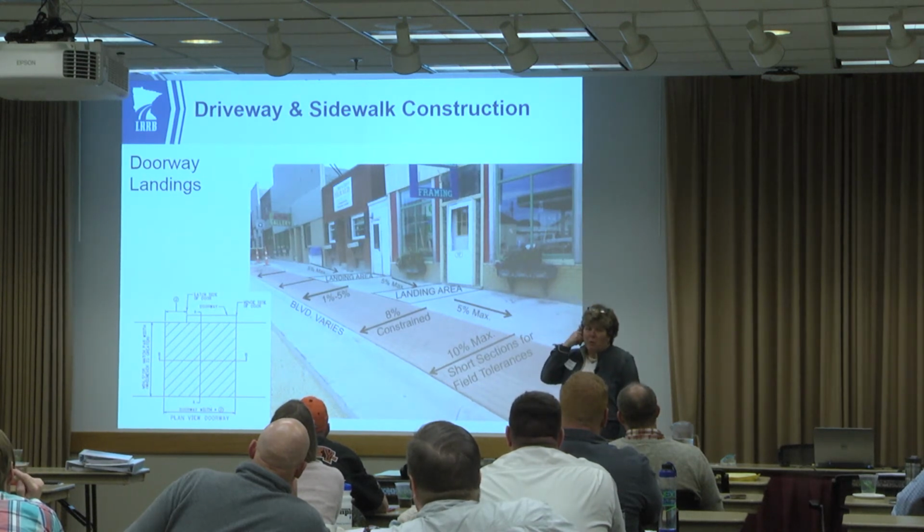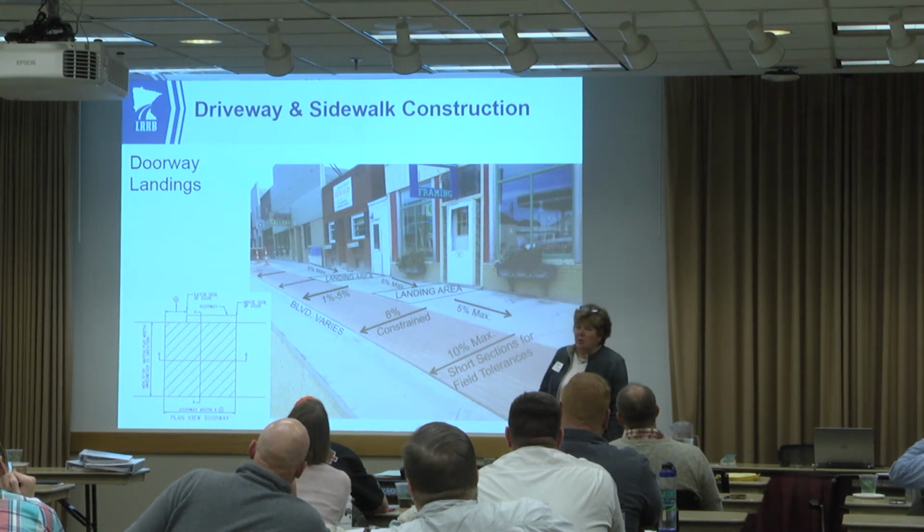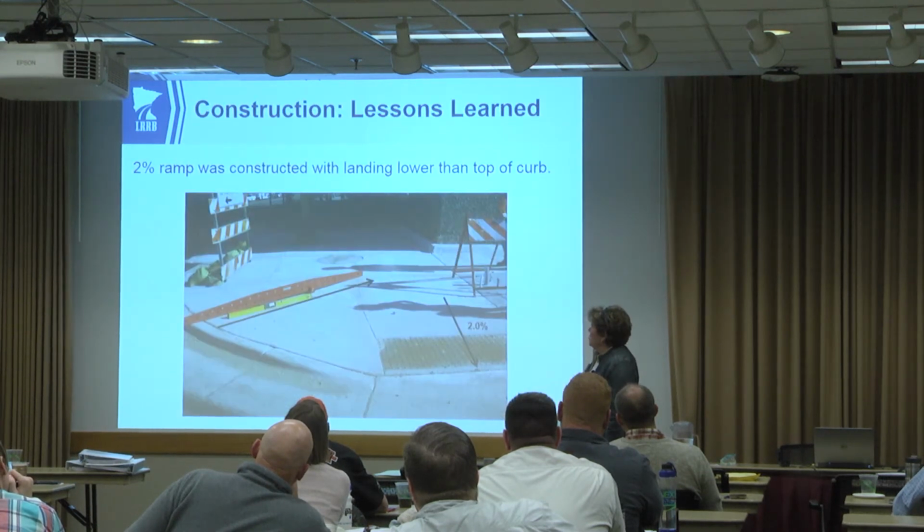Doorway landings, remember, I think I have a picture here. The doors should not protrude into the pedestrian access route. You may need to create this kind of frontage zone here, whether that's wide enough for both the door and the pedestrian access route. I guess the slide doesn't look like it is, but we hope that it is, because we can't be pushing people out into this area where we have a cross slope that exceeds 2%.